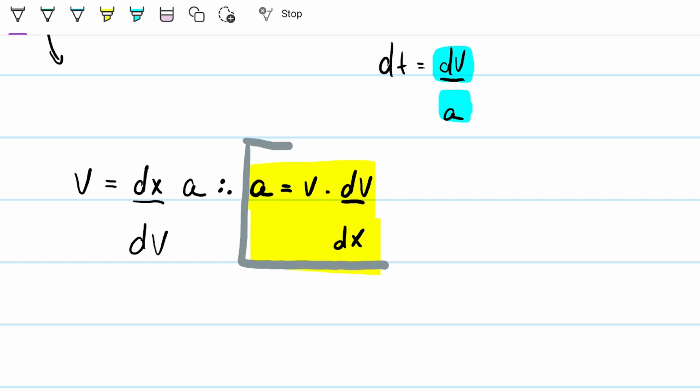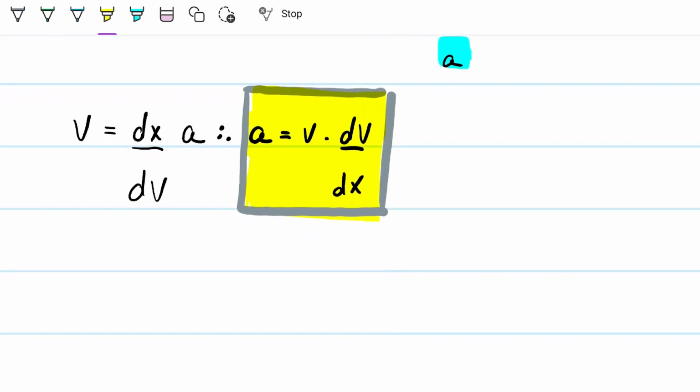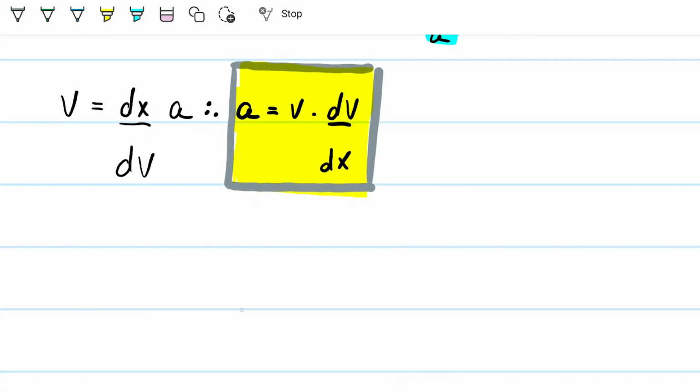We just found a new way to express the acceleration: the acceleration is equal to the velocity, which is changing over time because there is an acceleration, times how the velocity is changing, not with respect to time, but with respect to the position. How does velocity change as the position is changing? And remember that the position is changing with time. So we didn't get rid of time completely, but we got rid of time as a way to express the acceleration.